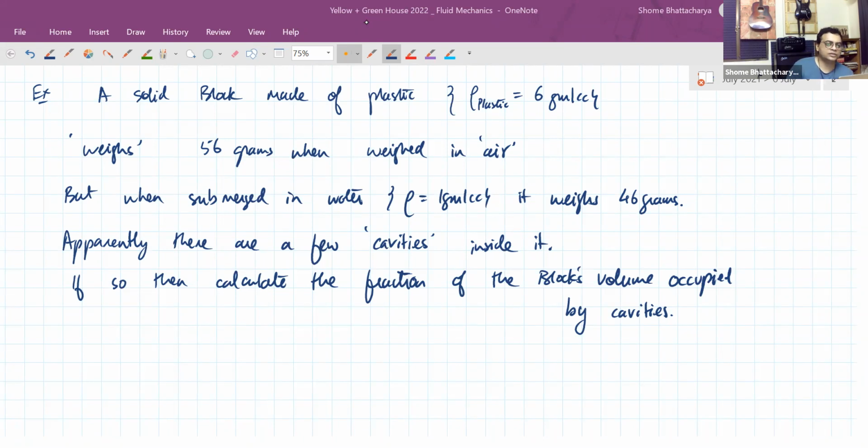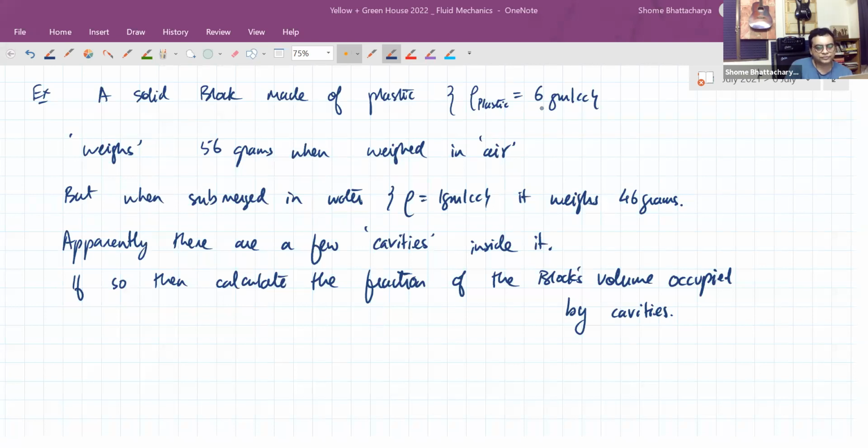So there is this solid plastic block, which when we weigh it in air, weighs 56 grams. Okay. And the density of plastic is 6 gram per cc. But when we submerge it under water and weigh it again, as you know, anything underwater will tend to weigh less because of the buoyancy. So it weighs 46 grams only. So there's a difference of 10 grams because of the buoyancy.